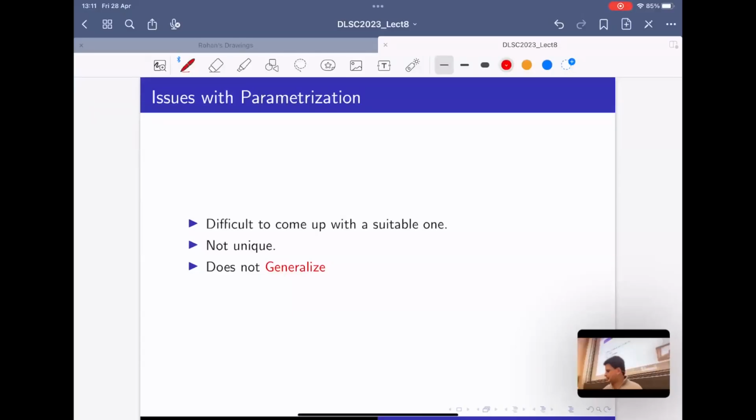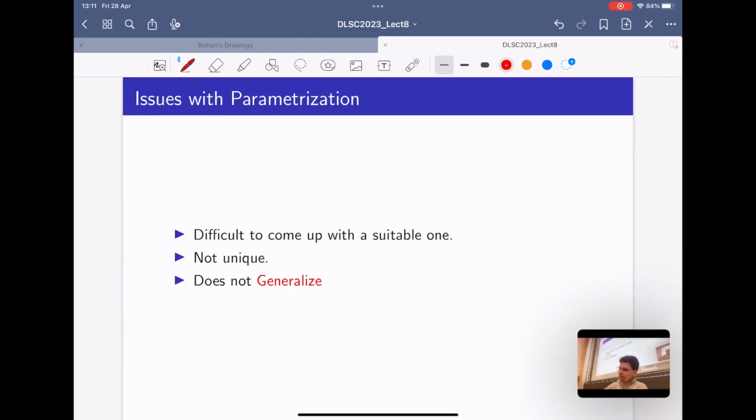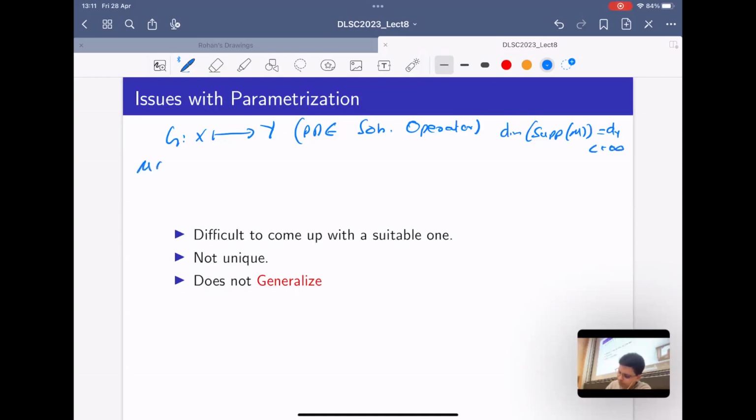Okay, so let's begin. So what are the issues with this big assumption that we made? So remember, what was the point? So we had the operator G from X to Y, and this is sort of the PDE solution operator. And we had that the dimension of the support of the measure, mu, was finite, some finite dimension. And mu was the probability measure on functions, right?